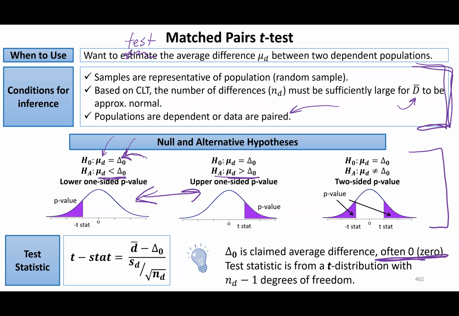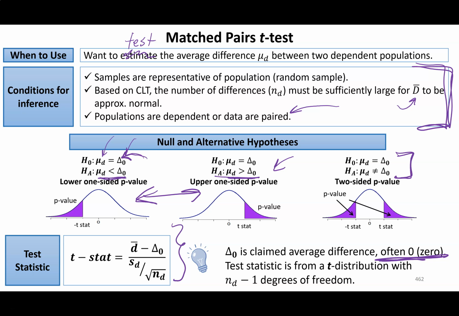You need to keep track. Is it after minus before or before minus after? Because improvement in score totally depends on whether it's positive or negative, the order you subtract in. And then you can do a two-tail test as well.